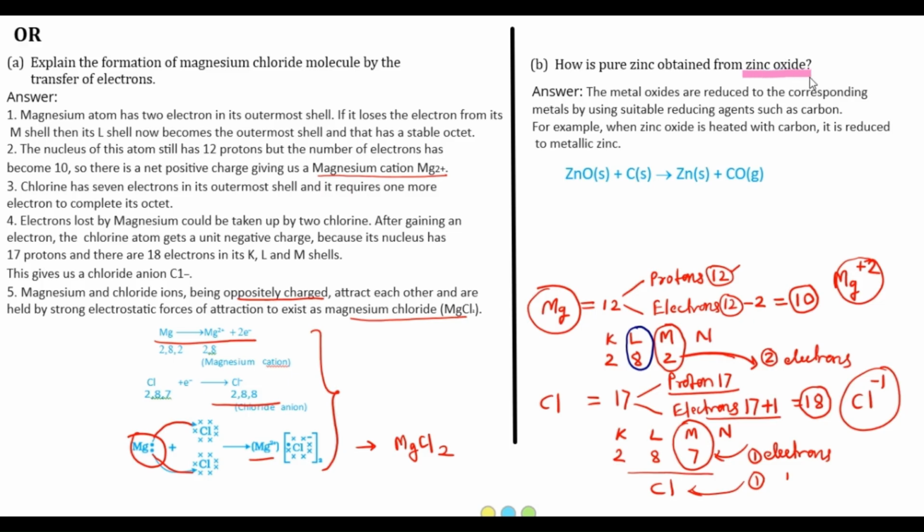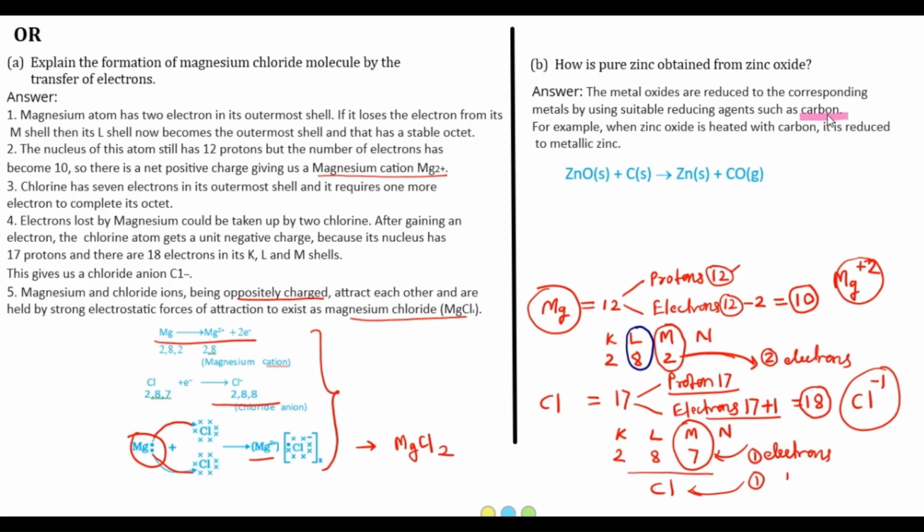So the answer is: metal oxides are reduced to their corresponding metals by using suitable reducing agents such as carbon. So what are reducing agents? Reducing agents are chemicals which will reduce the ore into the pure metal. It may be an oxide, it may be a chloride, it may be any ore. It removes the impurity and converts it into a pure metal. The suitable reducing agent is carbon. Carbon is mostly used as a reducing agent for many reactions.